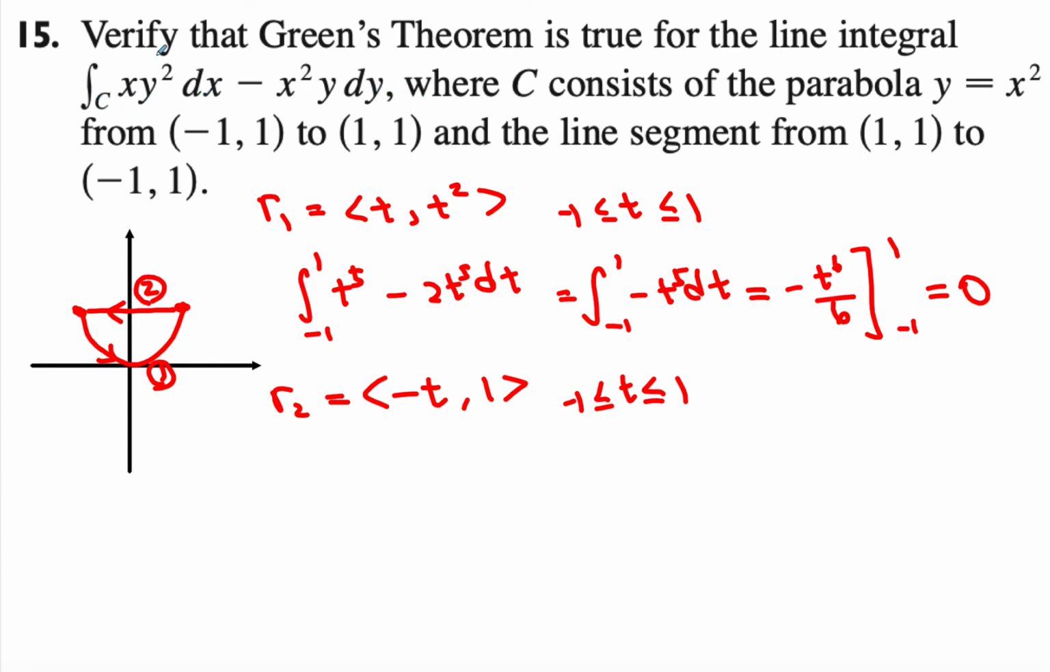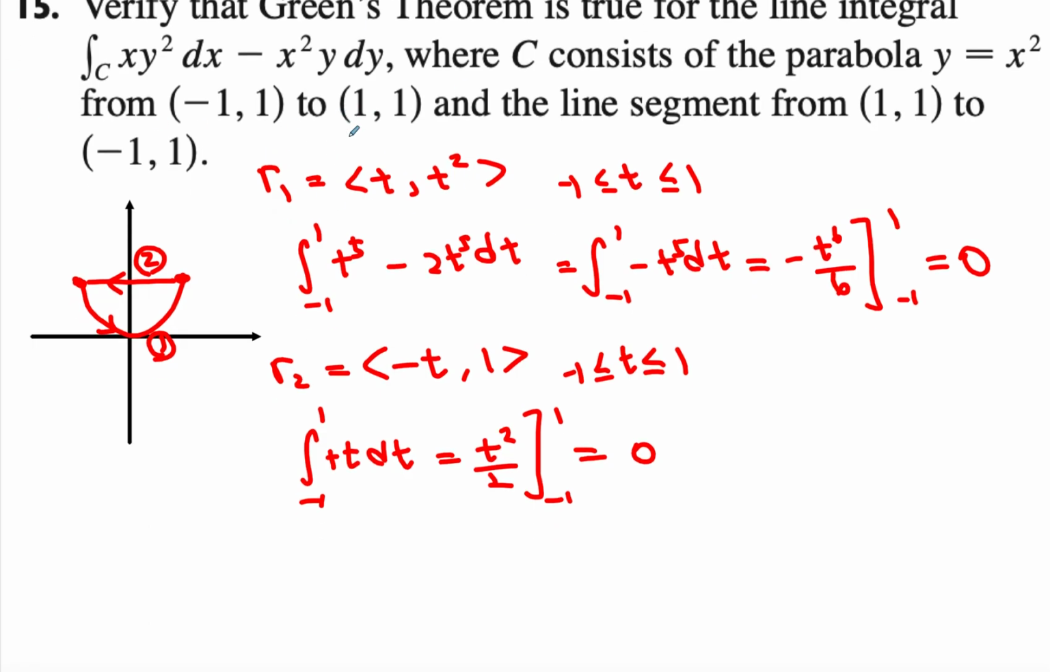So I'll be just looking at the first component here. So x is negative t. And then y is 1, and then dx equals -1, so we get positive dt. That goes from -1 to the +1. Then we get t squared over 2, -1 to 1, we get 0. So overall, everything becomes 0. That's based on the line integral.